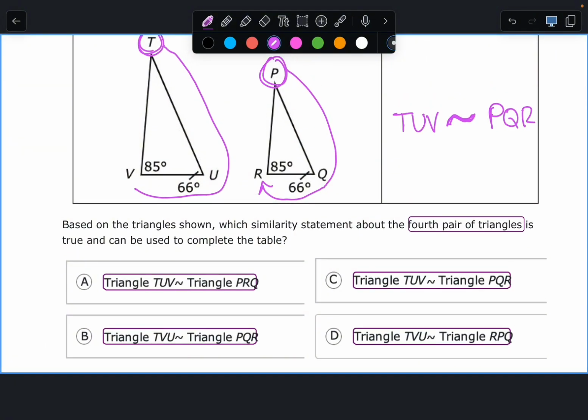Be careful. C. A lot of students that take this test the first time around pick A. What's wrong with A? The R and the Q are in the wrong order. Questions?